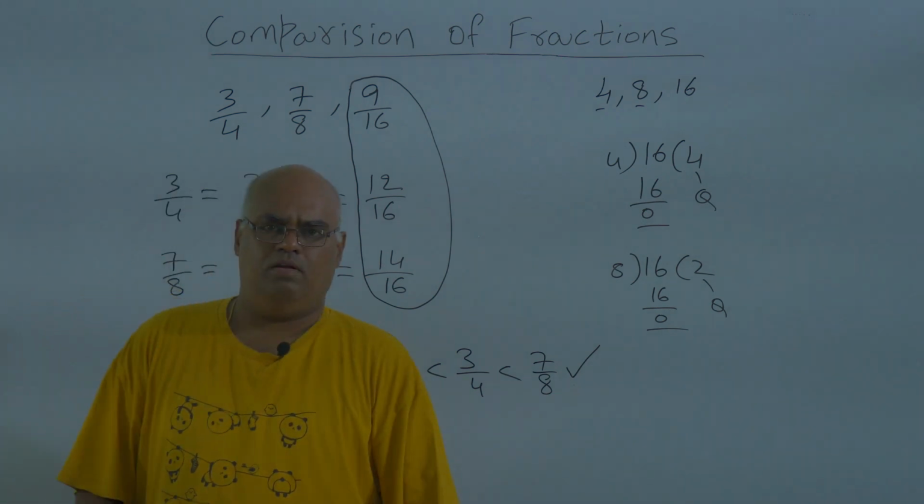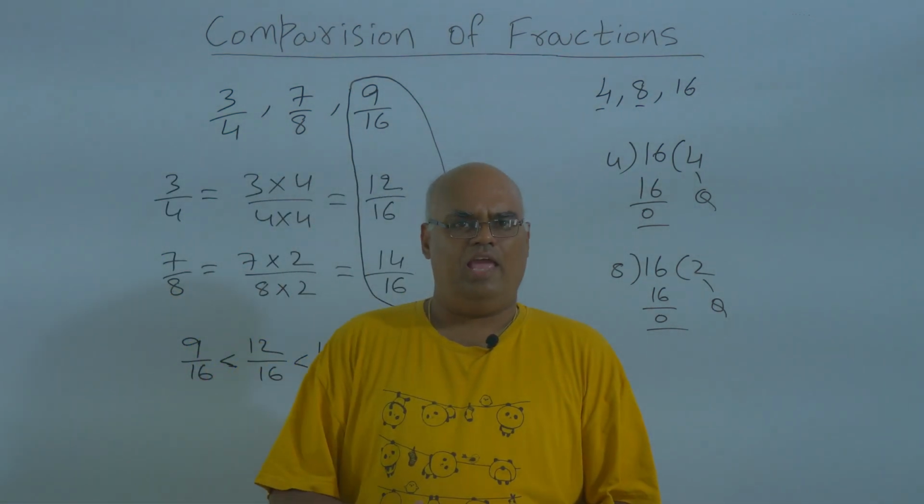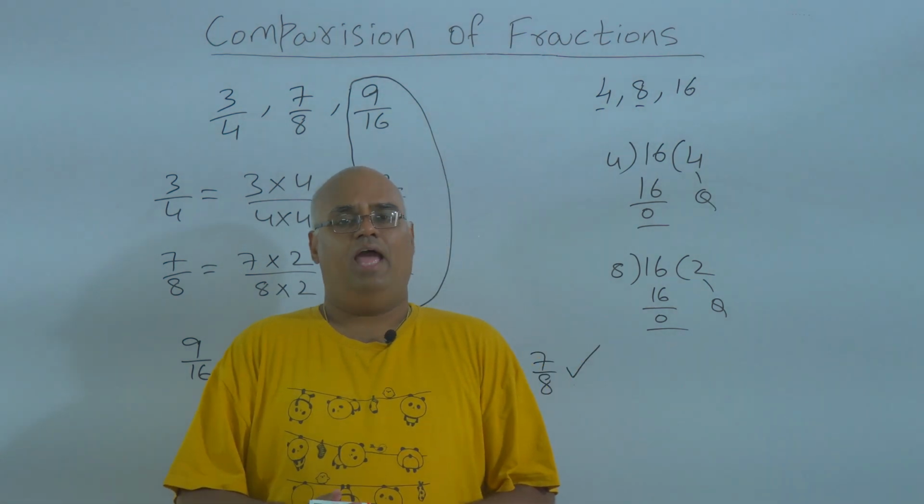So, the method is simple. First, you convert unlike fractions into like fractions and then you compare.